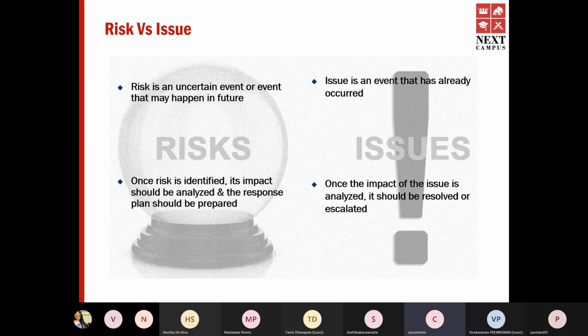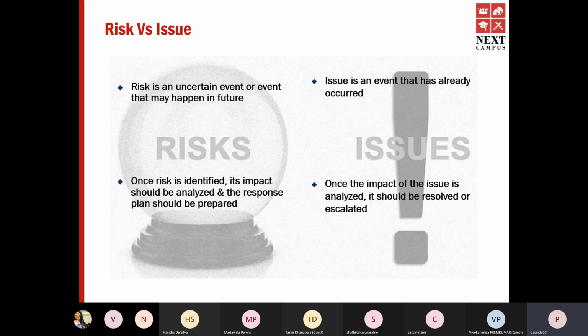Exactly. So a risk, we agree that it's an uncertain event. So there's a probability of that risk materializing. An issue is past tense. So whatever risks have materialized are issues. So an issue is when an event occurs. A risk is when you know that it has a probability of occurring, that there's a possibility that it may happen. You put it as a risk.